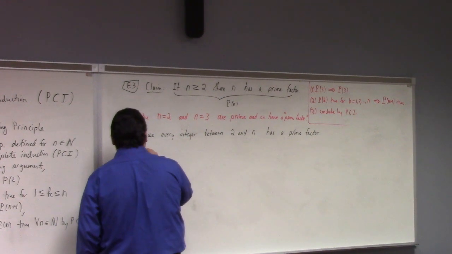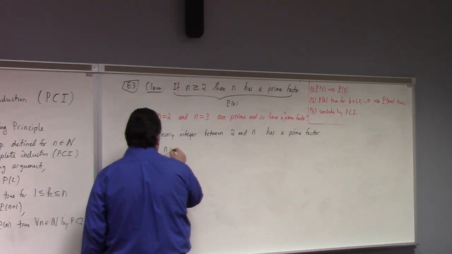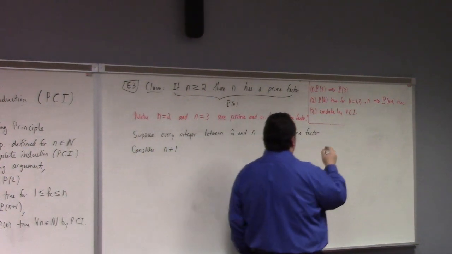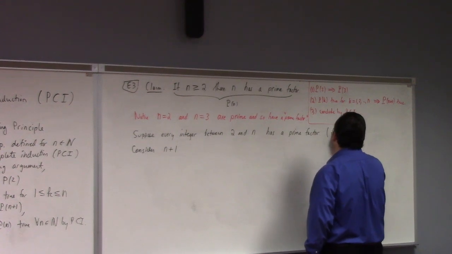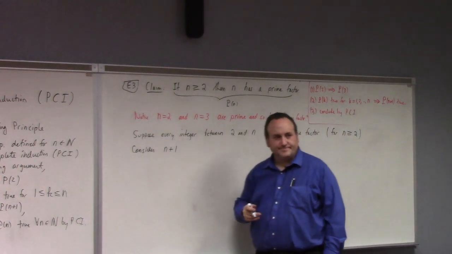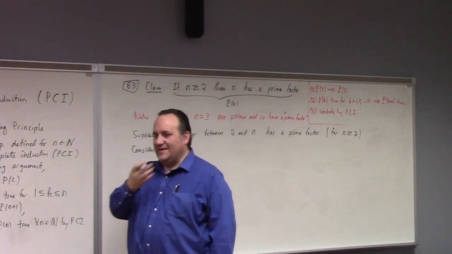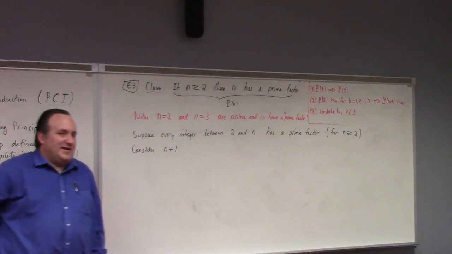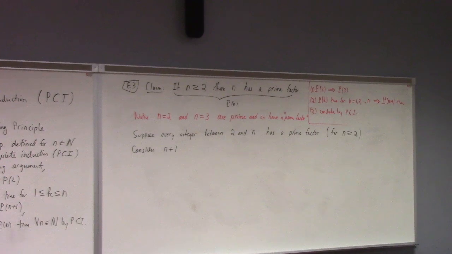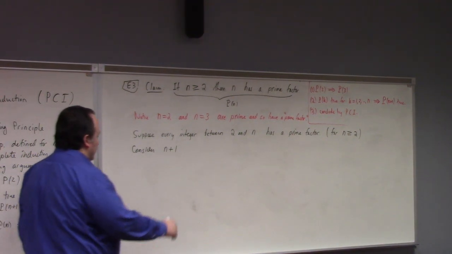Now we want to consider n plus 1. I guess I should say for n greater than or equal to 2, right? But do I need to say that? I said between 2 and n. Doesn't that already mean that n is not before 2? I guess, fine, if n was minus 5, there are numbers between minus 5 and 2, right? Maybe I do need that, logically. All right, consider n plus 1.